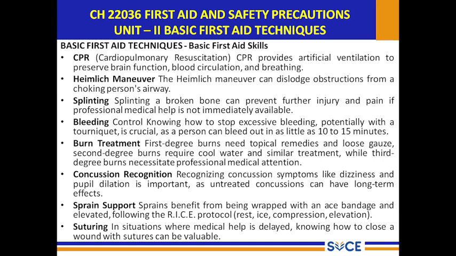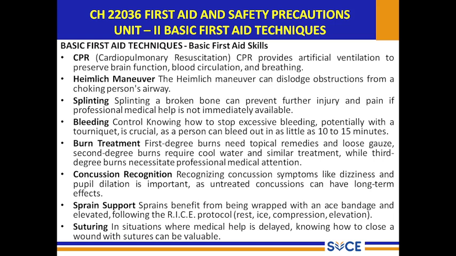Then comes splinting. When there is a fracture, if it is not treated immediately, the fracture prolongs and there will be severe damage. So immediately we have to bring it back and take some first aid measures. Splinting a broken bone can prevent further injury, and when it is wide open, the pain will also be very high. If professional medical help is not available, you have to splint it or tie it and see to it that further damage will not happen. Bleeding. Yes, you have to stop the bleeding within 10 to 15 minutes at most.